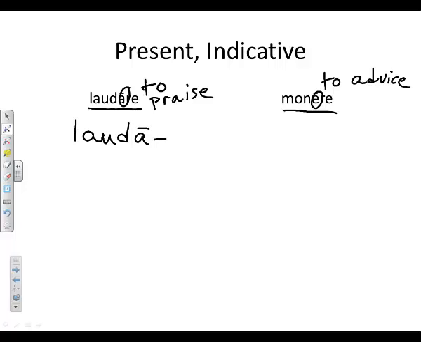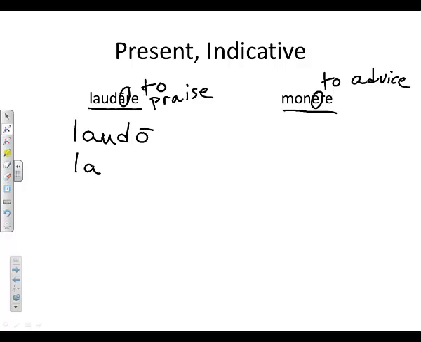You knock off that ending, you have lauda, and then you add the personal endings. Now, I had to start off with an exception, but the first thing you do with lauda is you add the o, the personal ending, if you look at the book. So the first thing you get is actually laudo. That's a long o, and that kind of consumes or assimilates the a in that root. So the first person is I praise, laudo.